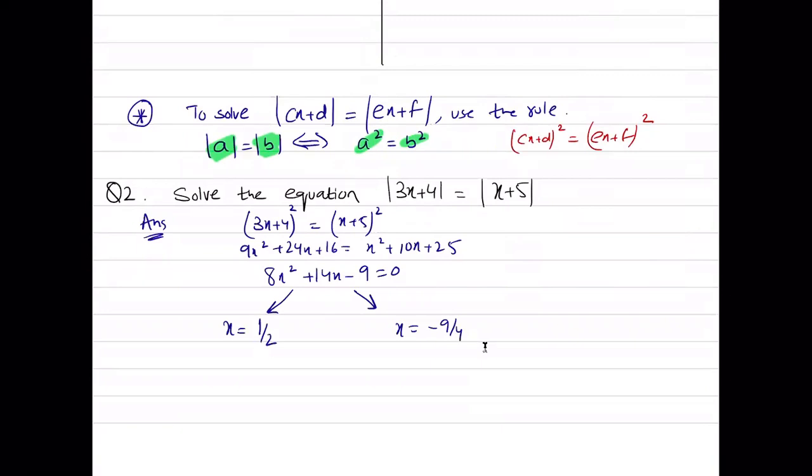Now we are going to verify whether these two answers are right or not. So you just need to plug that into the original equation over here. Now I repeat that this verification is only for you. The examiner just wants the final answer. Okay. Half is correct.